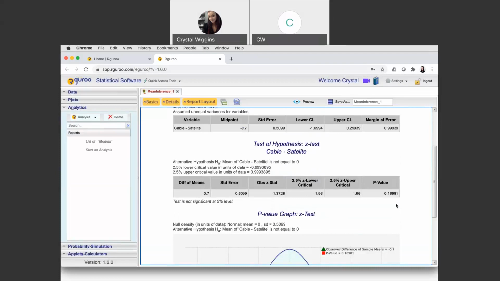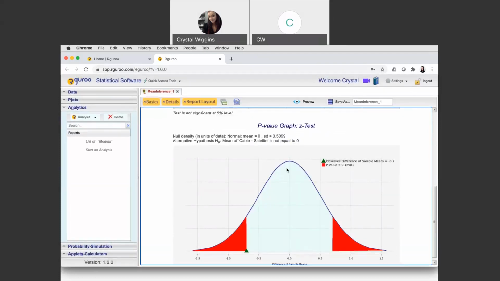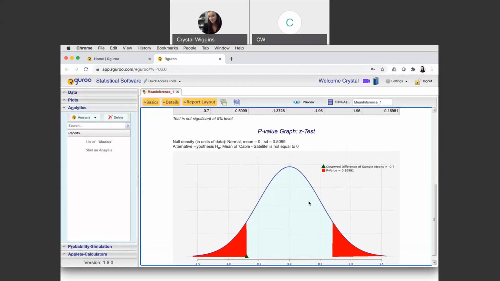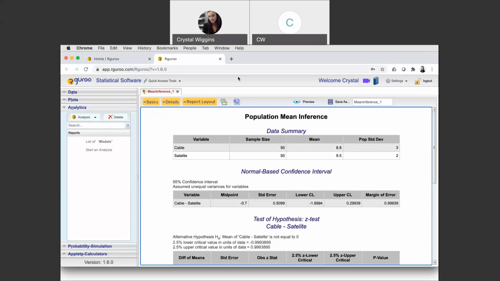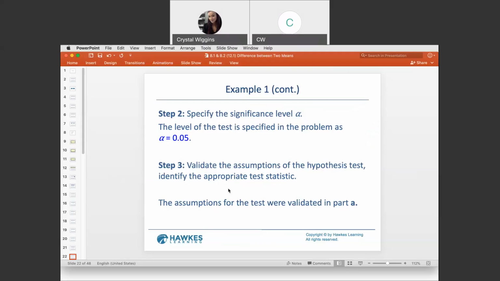We have a p-value that is 0.16981. That is much larger than the set significance level at 0.05. Therefore, we're concluding that the test is not significant and we would fail to reject the null hypothesis. As a visual, we would see that here in the red is our p-value area, and that is set by the test statistic. Okay. So let's head back to the PowerPoint to see that conclusion written out and move on to the next example.